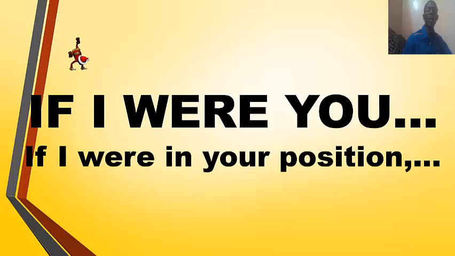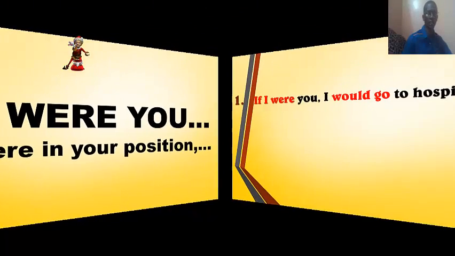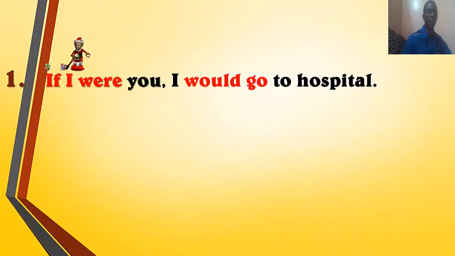If I were you, if I were in your position also, si j'étais à ta place. So, if I were you and if I were in your position also have the same meaning and they are interchangeable. Example, if I were you, I would go to hospital. Si j'étais toi, j'irais à l'hôpital.